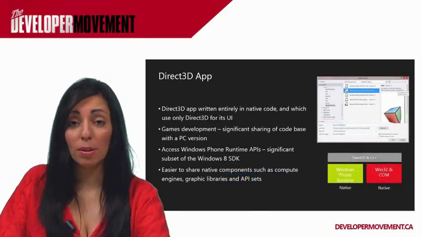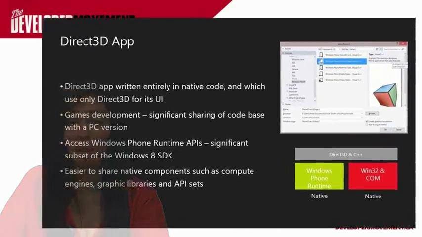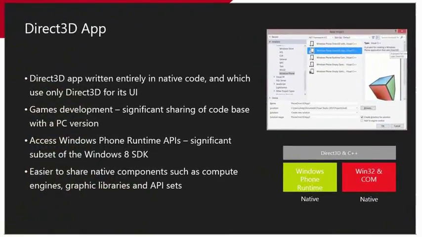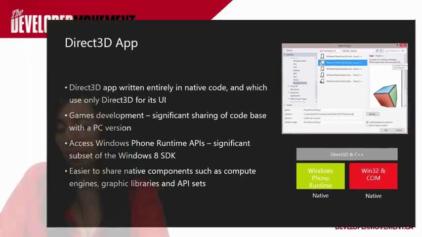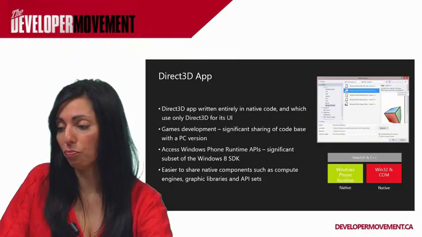Native code developers will be happy to know that they can develop 3D games using Direct 3D and native code behind. So this will lend itself to a significant sharing of the code base with a PC-based version of the game. As well, native code developers have access to the Windows Phone runtime APIs just in the same way that managed code developers do. And it makes it easier for them to share native components such as compute engines and graphic libraries and API sets.